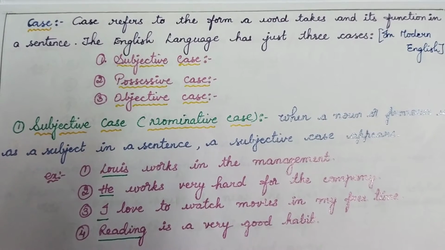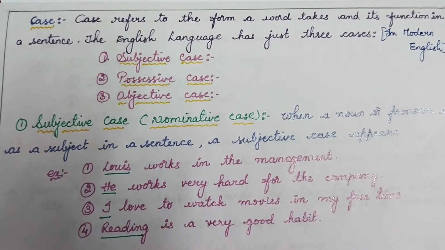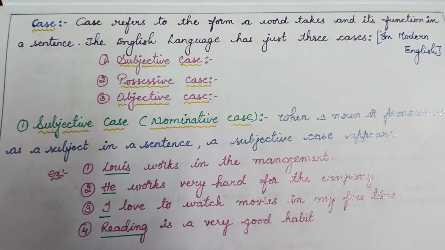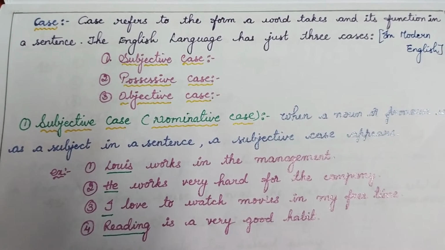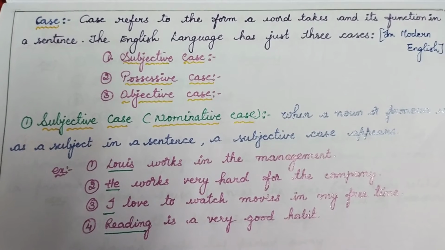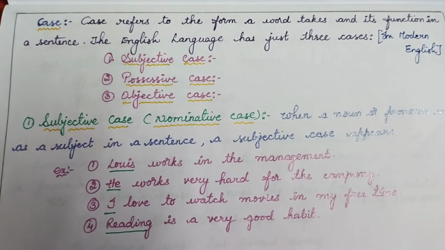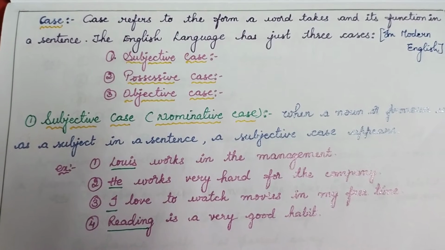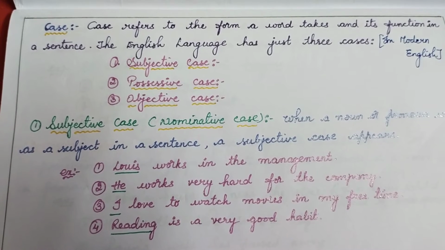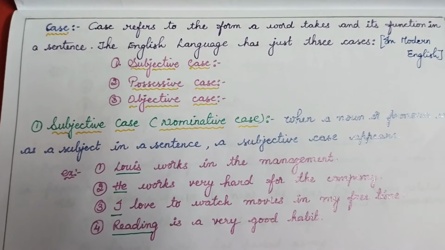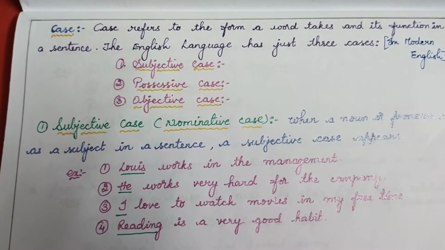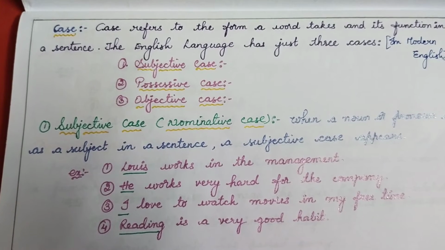Today, our topic is about case. Case refers to the form a word takes or its function in a sentence. Case is the third part of the noun, as we have already discussed the previous classifications of nouns. In this second classification, first one is gender, second one is number, and third one is case. So case refers to the function of a word in the sentence.